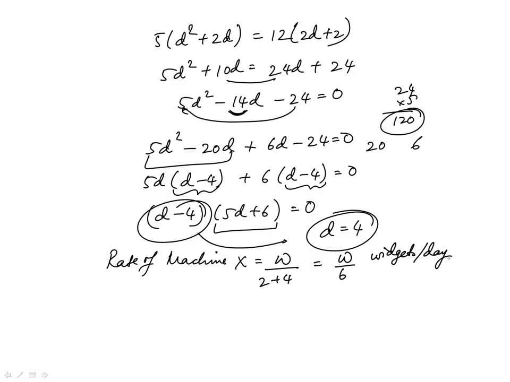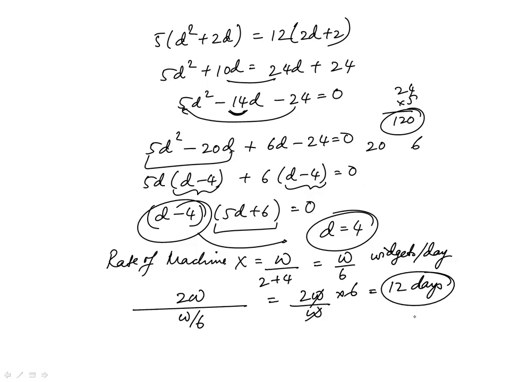W over 6 widgets per day. And the question is asking how long would it take machine X alone to produce 2W widgets. So that would be just number of widgets divided by the rate, which is 2W over W over 6. That's 12 days. So the correct answer is choice E.